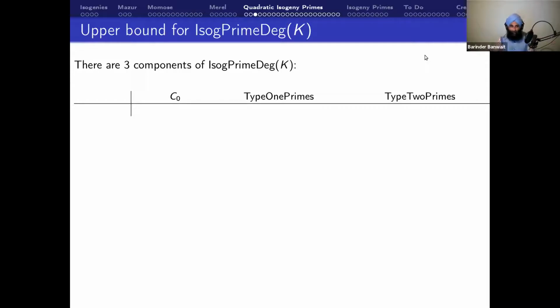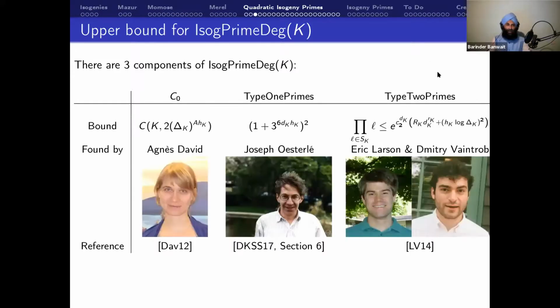There had been efforts by various people to try and make this explicit. The Momose constant was worked on by Agnès David in her paper. She came up with a fairly explicit expression, but for this constant A, which is an effectively computable absolute constant that was not given. The type 1 primes, another thing about these is that they become torsion primes in a degree 12 extension. So you can apply the Oesterlé bound by replacing d with 12d. And the type 2 primes, in particular, this was looked at by Larson and Vaintrob. They do rather more things in their paper, but in particular, they get this result, that the product of these type 2 primes is bounded by an explicit expression, but for this constant C_2, which is again one of these effectively computable absolute constants.